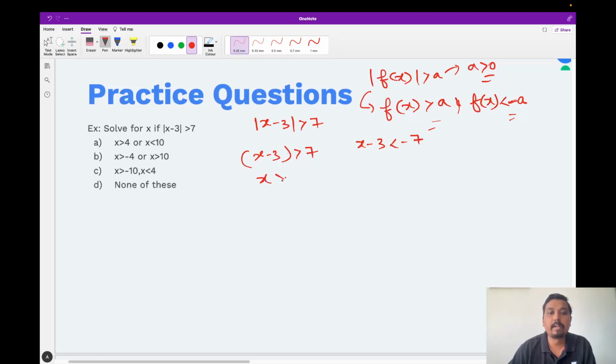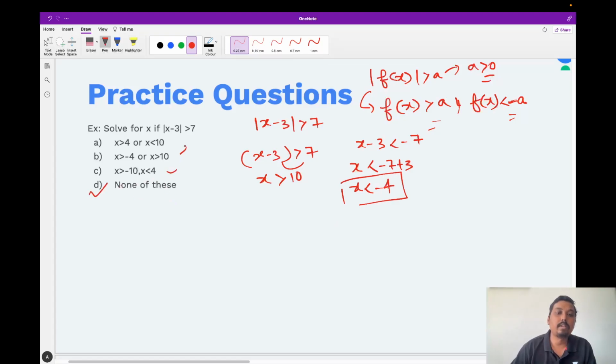So here I will get x greater than 10, 3 will go this side, there is no change. Here I will get x less than minus 7 plus 3, so I will get x less than minus 4. So none of these is my answer, because nothing matches. So x is less than minus 4 or x is greater than 10. So by using property 2 you can solve it in one line.